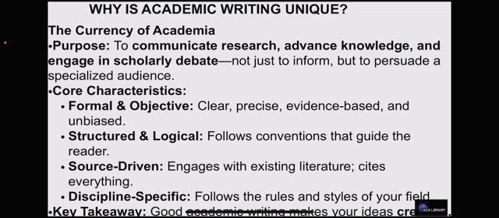Now let's look at the core characteristics of academic writing. It is formal and objective, structured and logical, source driven, and discipline specific. Formal and objective means it is usually clear, precise, evidence-based, and unbiased. It is strictly based on the data and the information, which would also be known to the audience.